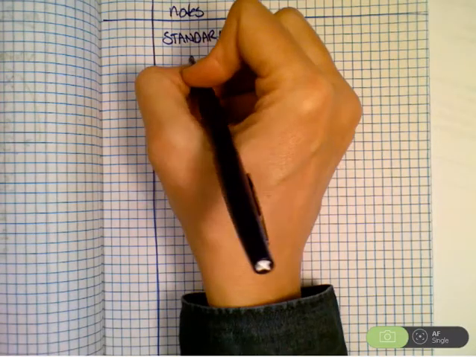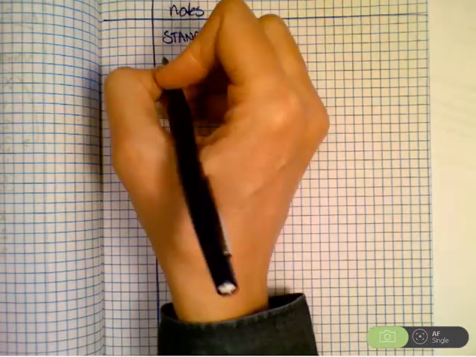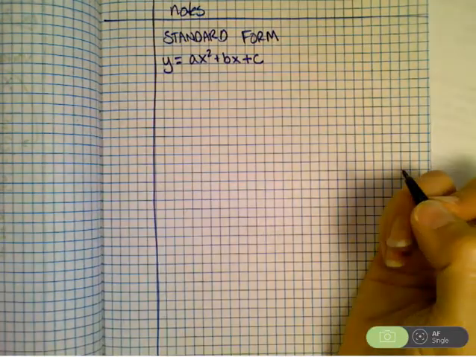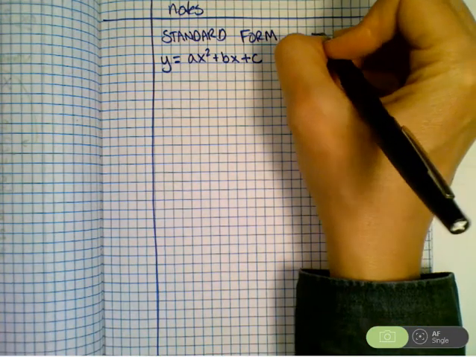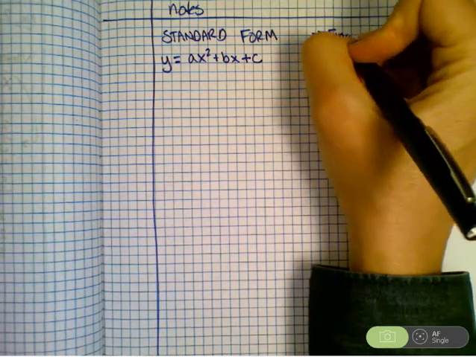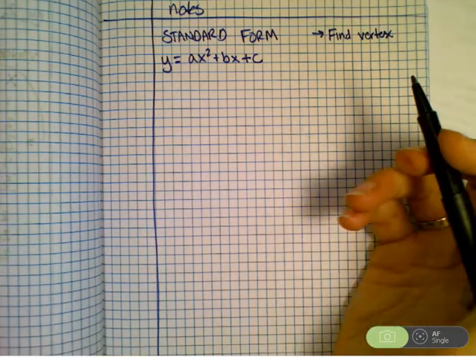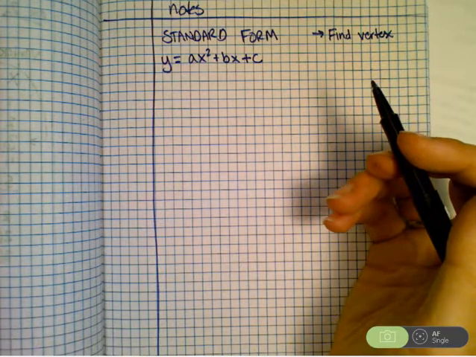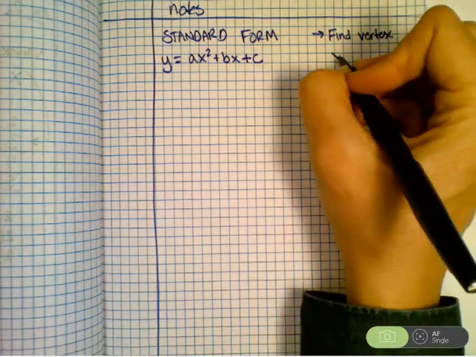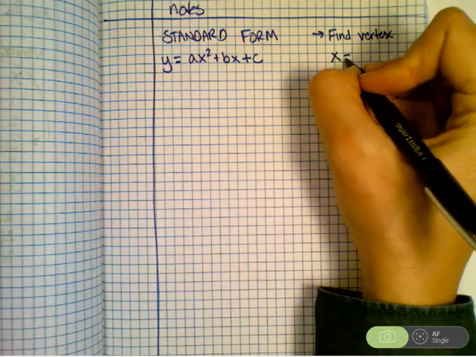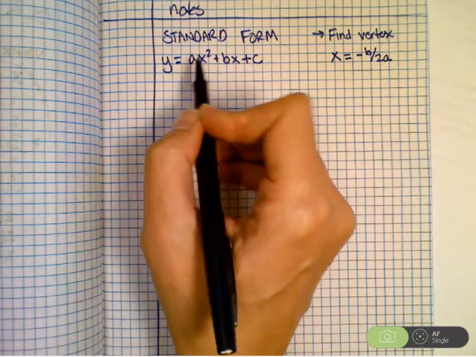So standard form is when we have ax squared plus bx plus c. So our equation is in that form, y equals ax squared plus bx plus c. So when we're in standard form, the first thing we have to do is find the vertex. If you're in standard form, you don't have the vertex already in front of you, so that's what we do first. And in order to find the vertex, the x value of the vertex is equal to -b over 2a. So it's a formula you use with these.